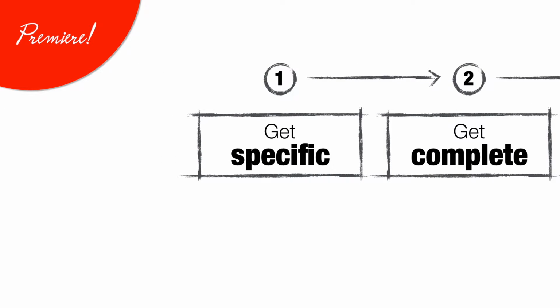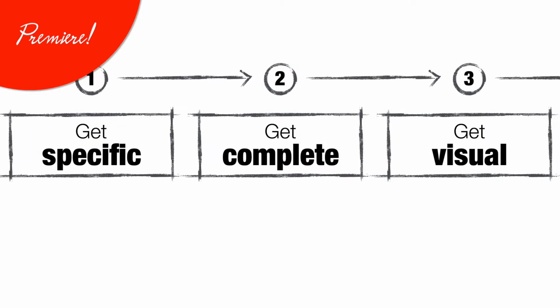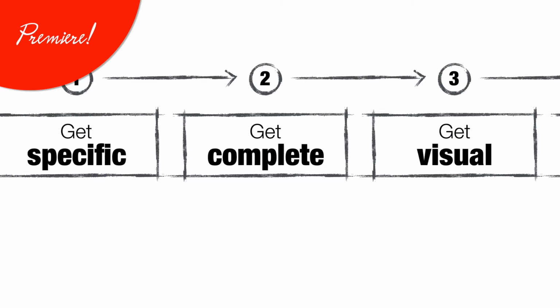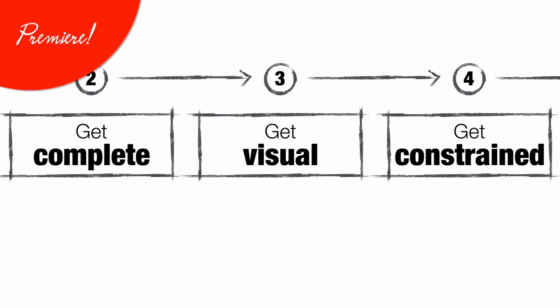Let's take a run through the 6 stages. Stage 1, get specific. Stage 2, get complete. We talked about those 2 at length in video 2. You have watched video 2, right? Stage 3, get visual. This stage is about shining a light on your team's processes. If you've heard the phrase visualize the work, then that's exactly what we're talking about here.